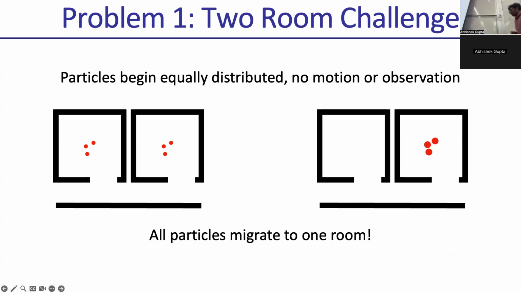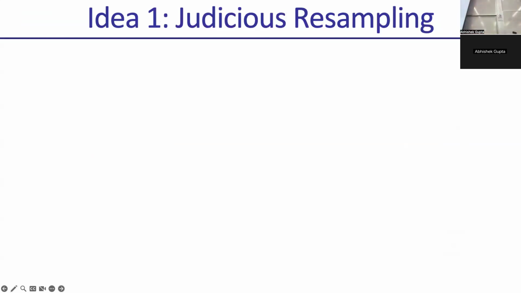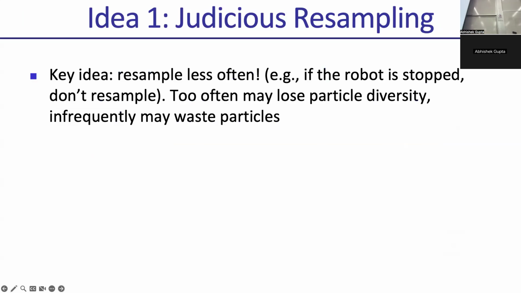And so if you over resample, the particles become imbalanced. There's often an issue called particle starvation, right? Your particles are starved from room 1. If you just resample too much, the particles start becoming imbalanced. And so the challenge here is that you want to avoid over resampling.